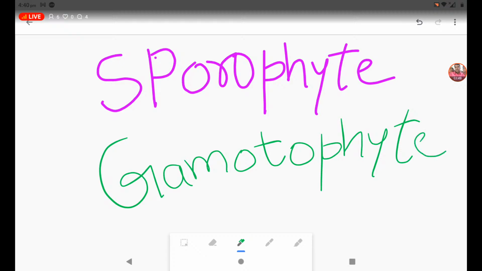The plant body exhibits two alternations. One is the diploid condition, another is the haploid condition. The Sporophyte generally exhibits the diploid condition, 2n. The plant body that exhibits the 2n stage is called a Sporophyte, and the plant which exhibits only the haploid condition, that means only one set of chromosomes, is called a Gametophyte.